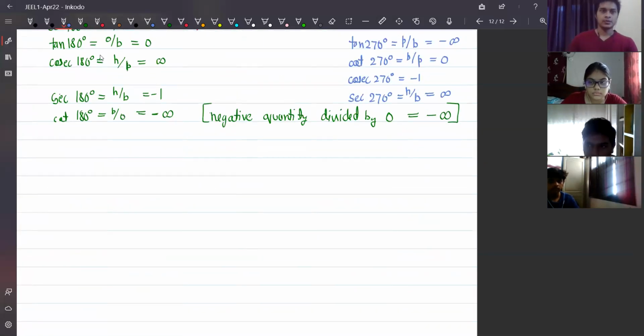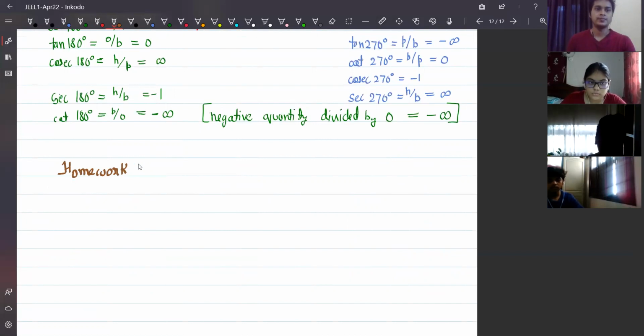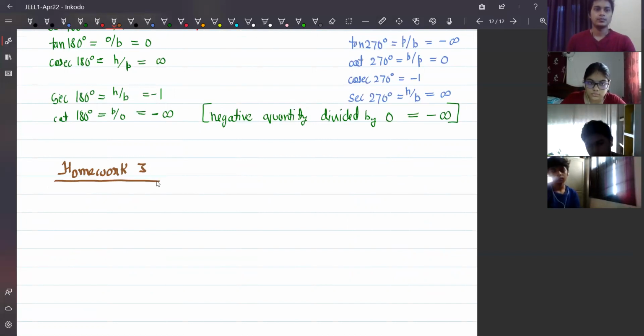As a part of your homework 3, I'll give you some quantities which are related to these values. This is part 1, part 2, part 3. You have to submit it together.